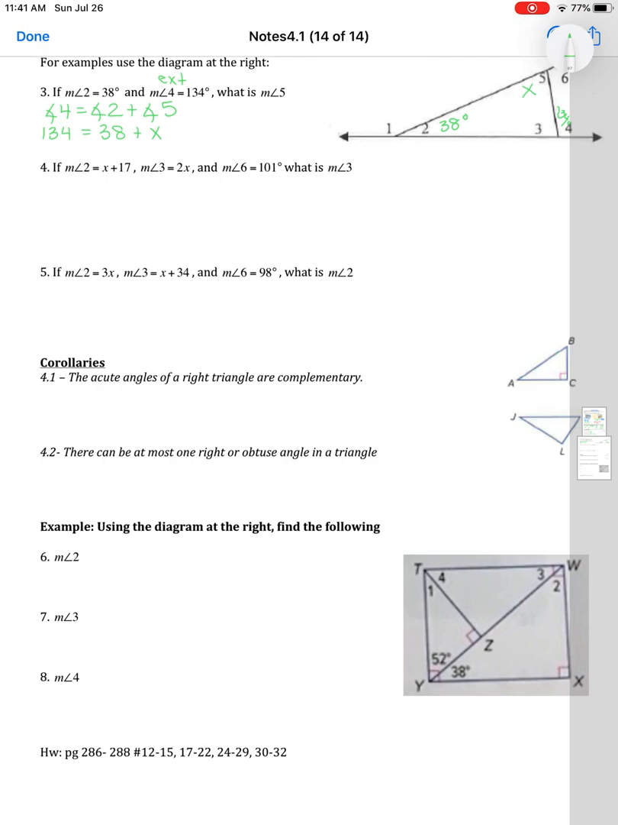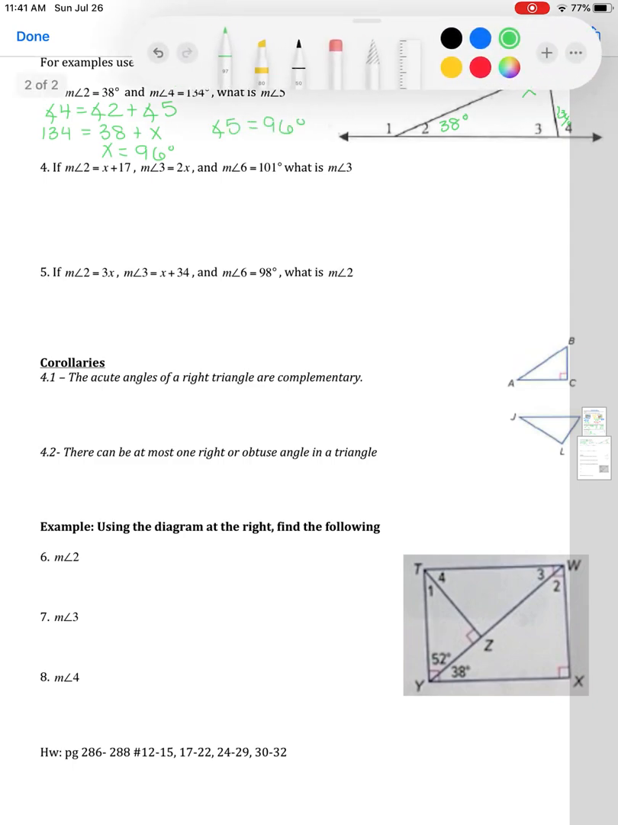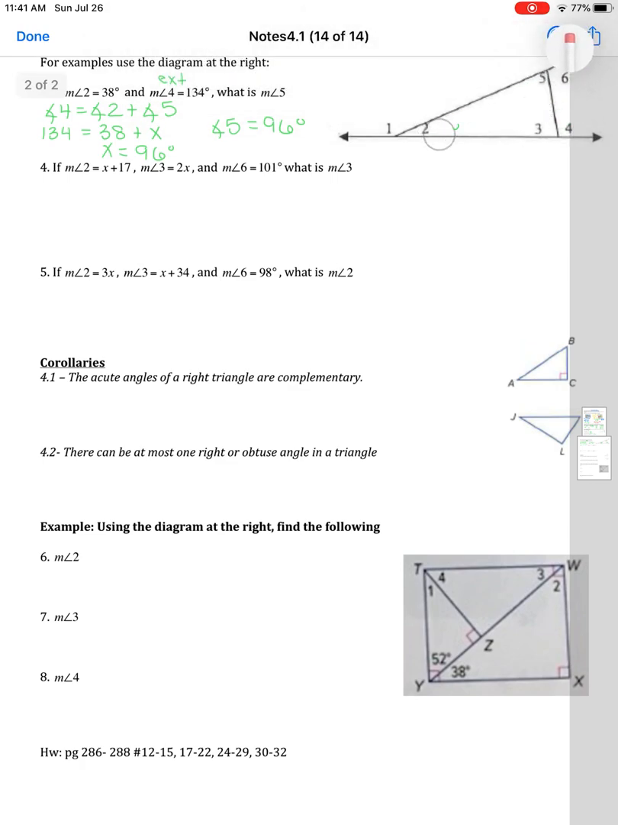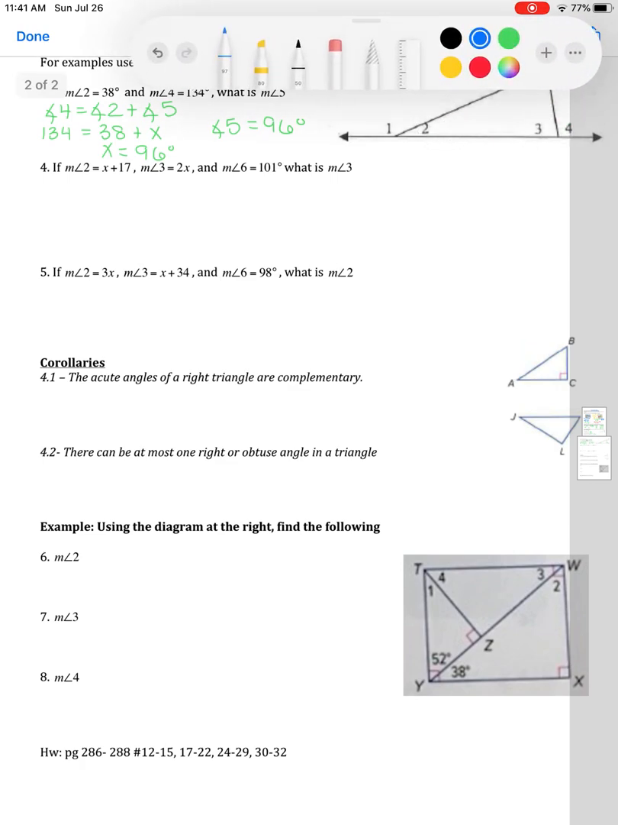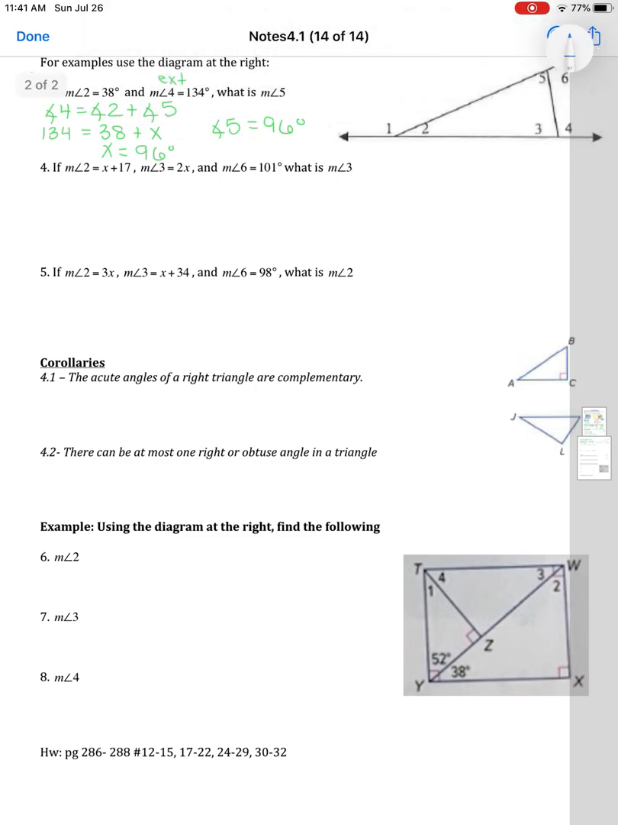So there's our x. Well, 4 is an exterior angle. Based on the theorem we learned, the exterior angle, angle 4, is equal to the sum of the 2 remote interior angles. The 2 remote interior angles according to angle 4 would be angle 2 plus angle 5. So that's the sum, so let's sub in. Angle 4 is 134, angle 2 is 38, and angle 5, we don't know. When we solve, we get x to be equal to 96. So you could say that angle 5 was equal to 96 degrees.